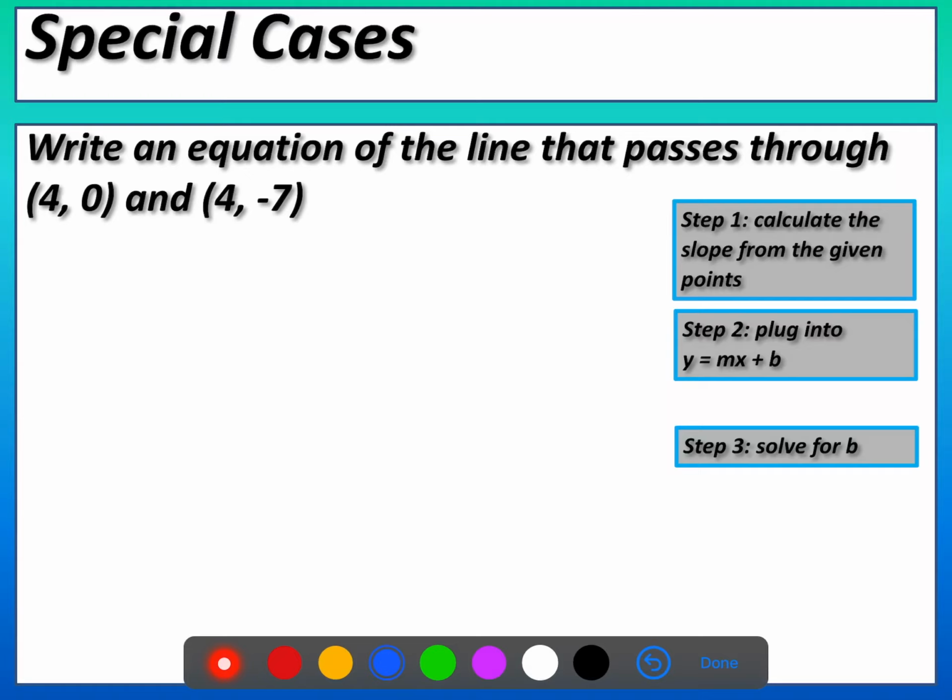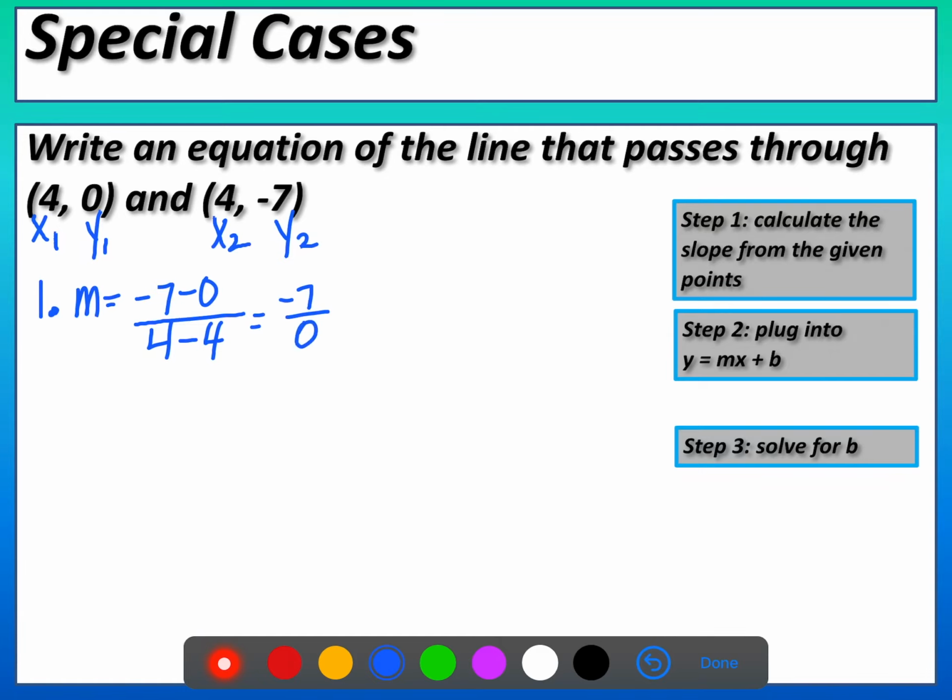Okay, so now using two ordered pairs still, but this is somehow going to be a special case. So we're labeling these and we're always finding the slope first if we're given two ordered pairs. Okay, so I get -7/0 for my slope. So I have to think, well, what does that mean? So divide by 0 is an undefined slope. Okay, that does not mean that I cannot solve the problem. I can still solve this.